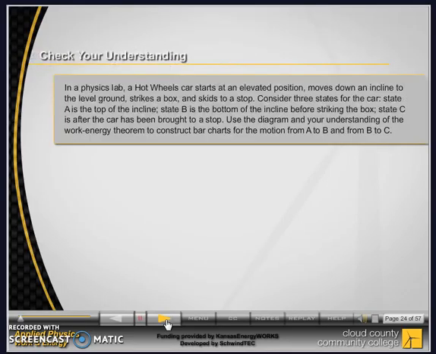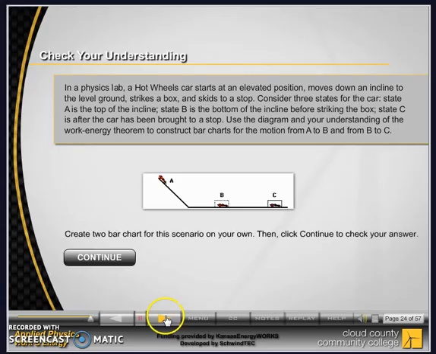In a physics lab, a Hot Wheels car starts at an elevated position, moves down an incline to the level ground, strikes a box, and skids to a stop. Consider three states for the car. State A is the top of the incline. State B is the bottom of the incline before striking the box. State C is after the car has been brought to a stop. On your own, use the diagram and your understanding of the work-energy theorem to construct bar charts for the motion from A to B and from B to C.